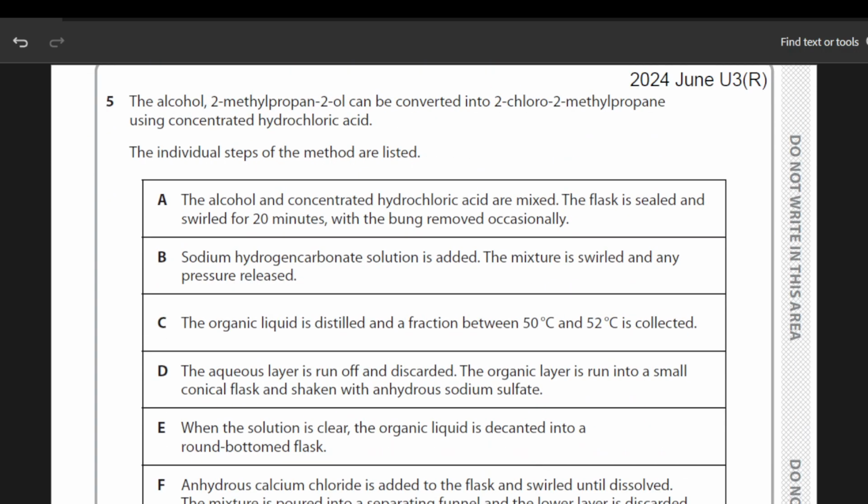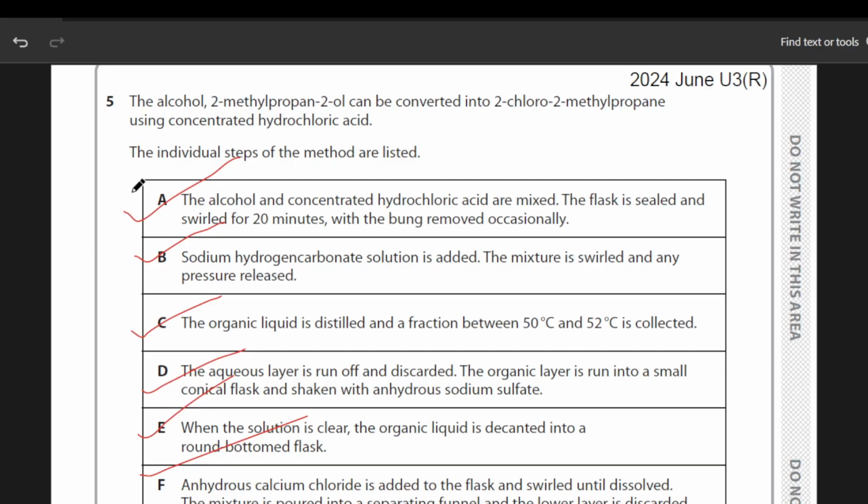Moving on, they say number 5, the alcohol 2-methyl propanol can be converted into 2-methyl propane. The individual steps of the method are listed. Well, these are the steps A, B, C, D, E, F. The question is here, complete the list to show the correct order of the steps. So now we know what's going to happen.